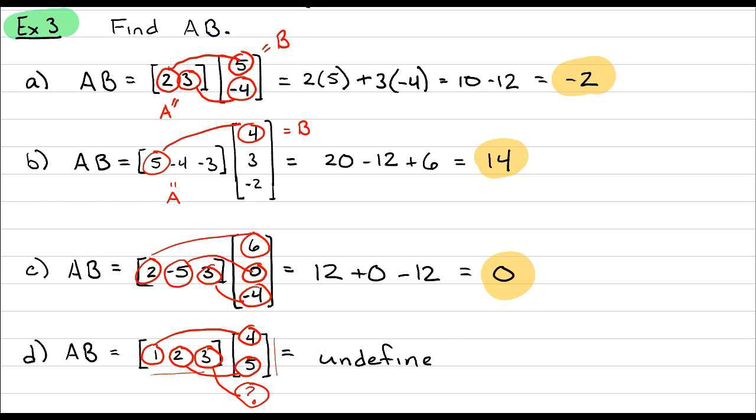So the basic rule here is that we can always multiply a row by a column as long as they have the same number of entries, which was the case in examples A, B, and C. But in part D, we had two matrices with different numbers of entries, so we cannot perform the calculation.